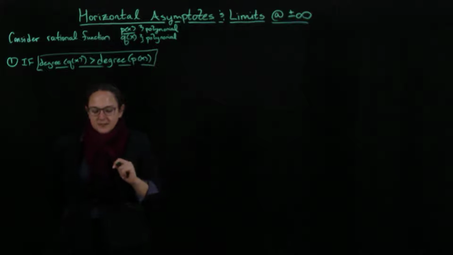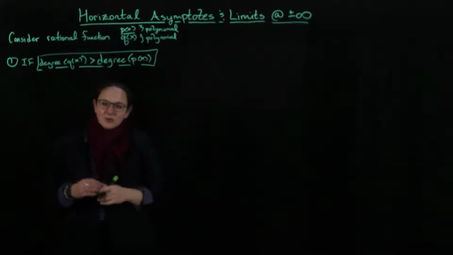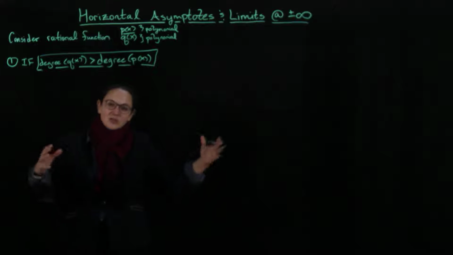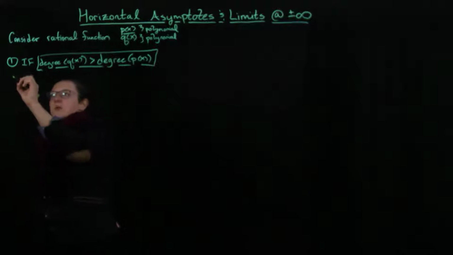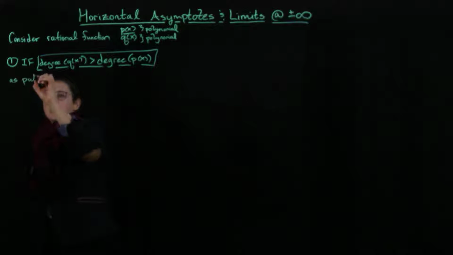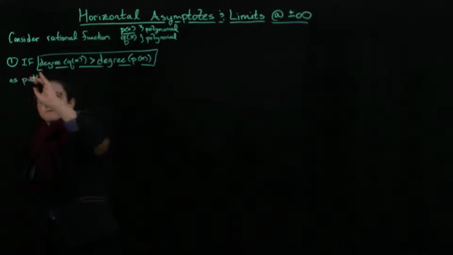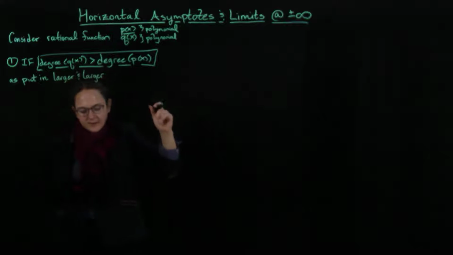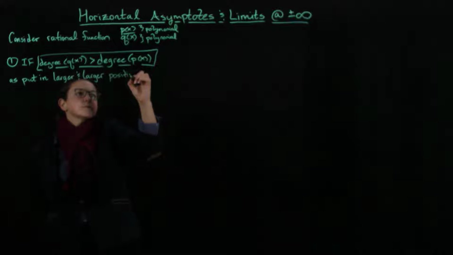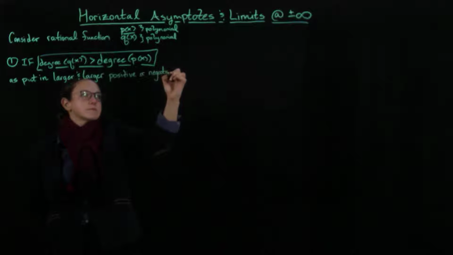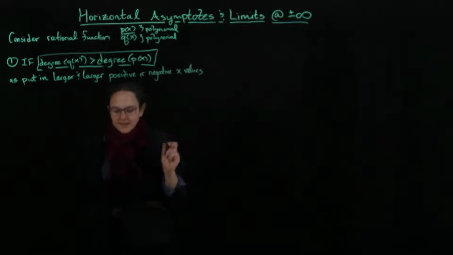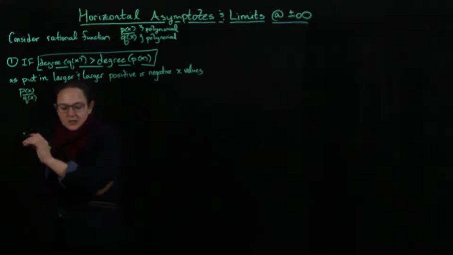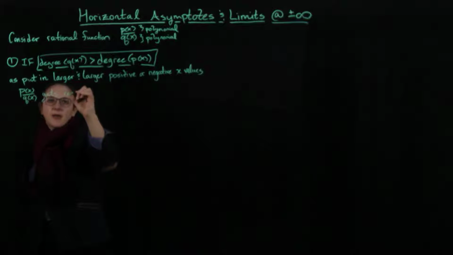What does it mean to take the limit as I go towards plus infinity? It means to put in larger and larger positive numbers. To take the limit as I go towards minus infinity is to put in larger and larger negative numbers. So as we put in larger and larger positive or negative values for x, this function P of x divided by Q of x is going to get really small. What do we mean by that? It approaches zero.